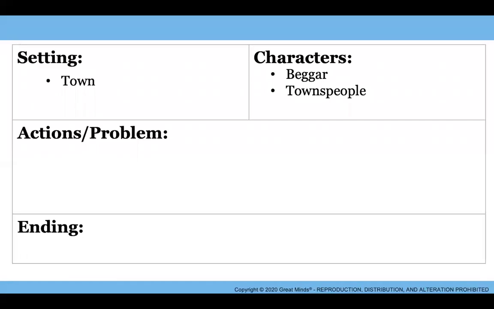Did you talk about the beggar? Did you also think of the townspeople? I know that it's not just one character, but instead it's a group of people. There's another character in the book not described in the passage we read. Can you remember who that might be? It is the shamus. He's the caretaker of the synagogue. Great job remembering.